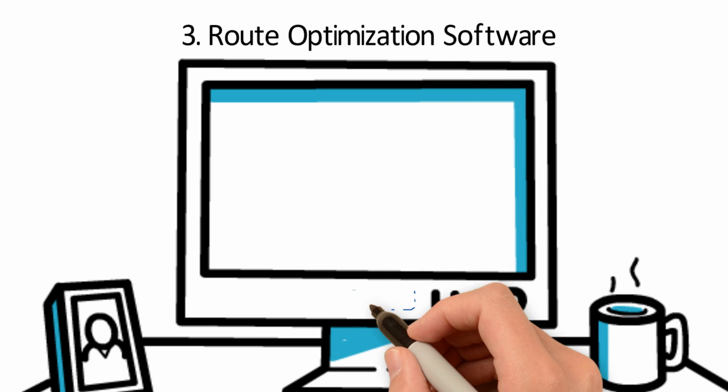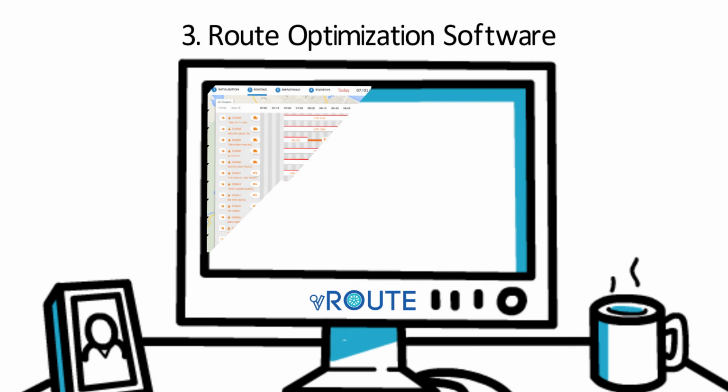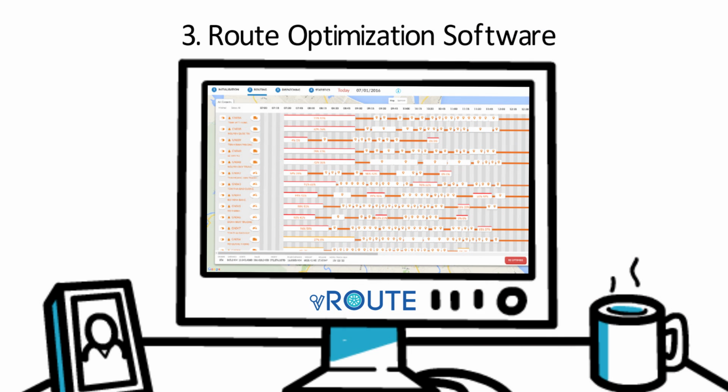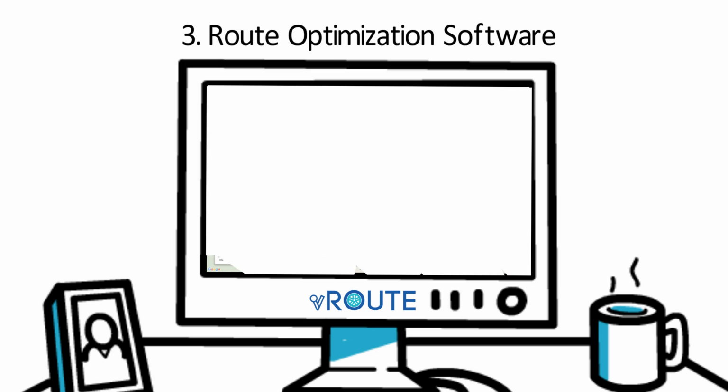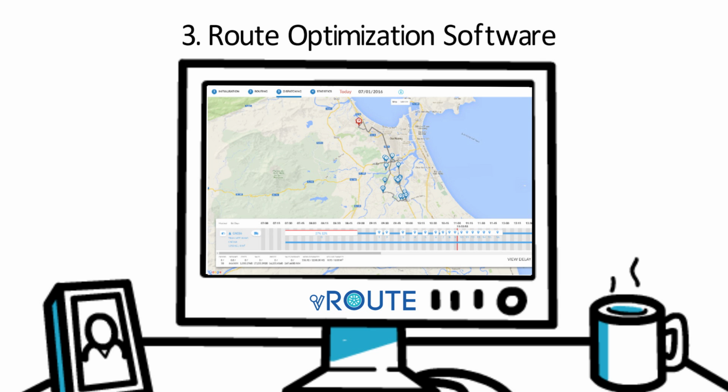As a route optimization software, AbiVinviRoute can solve the vehicle routing problem in seconds. It eliminates all manual planning and generates the optimal route automatically.